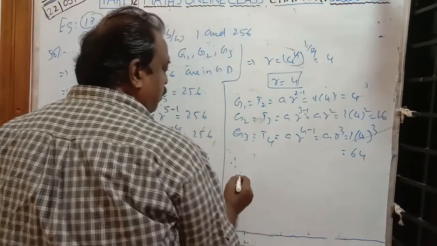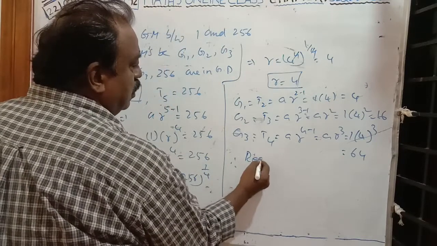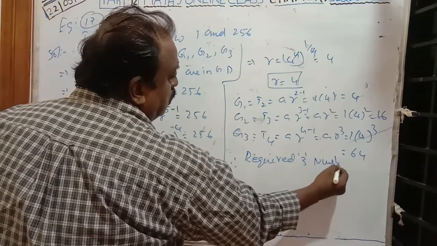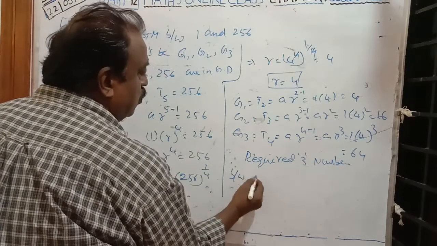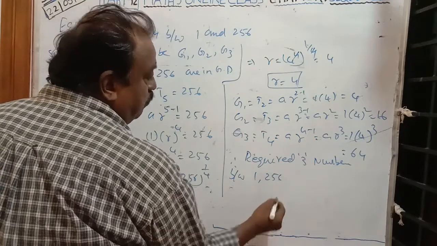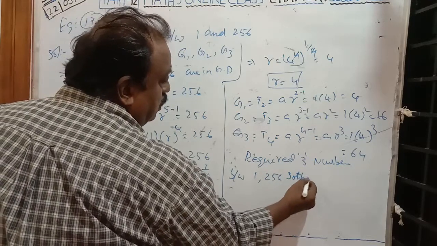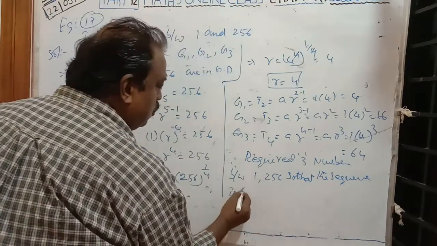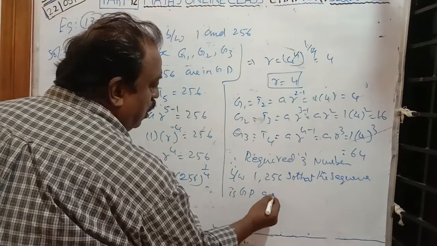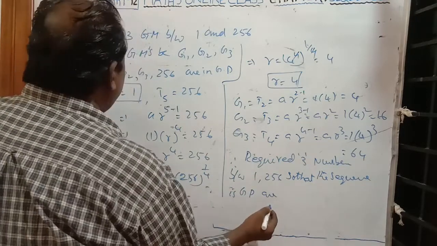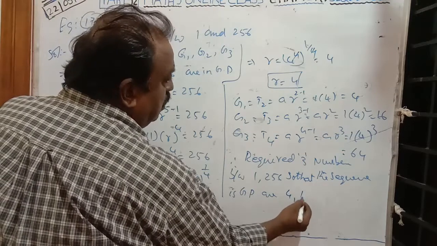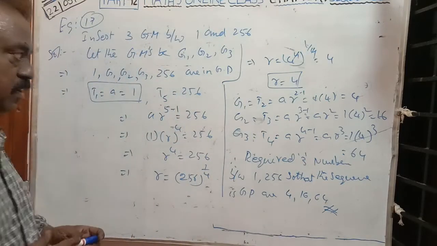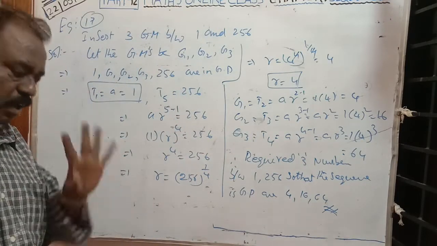Therefore, the required 3 numbers between 1 and 256, so that the sequence is GP, are G1 is 4, 16 and 64. Like that we have to learn it. Now is it clear? Yeah. Thank you.